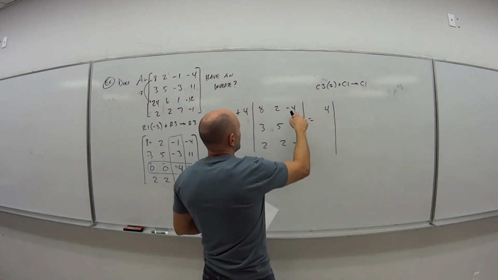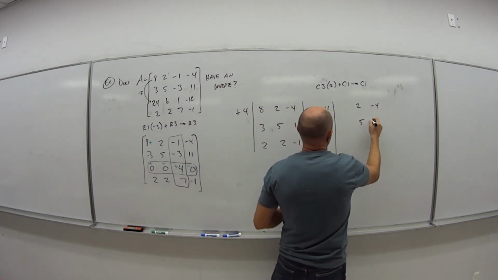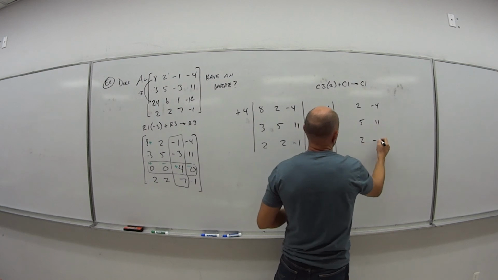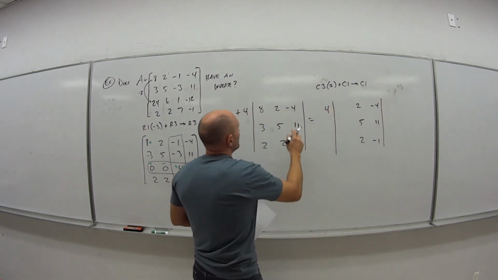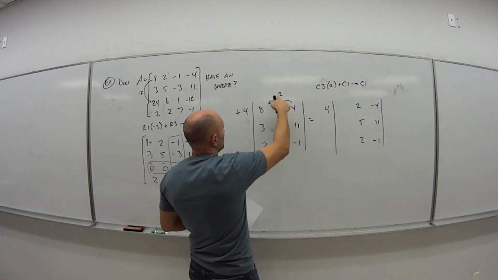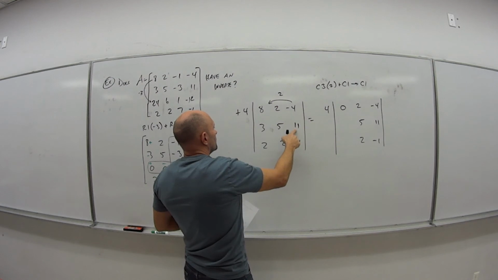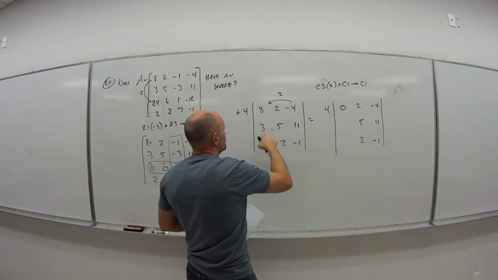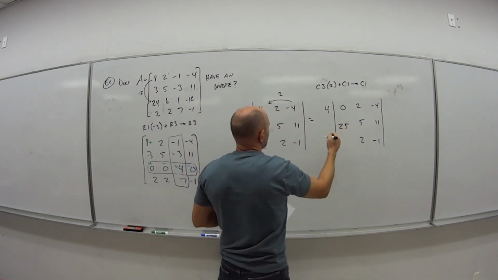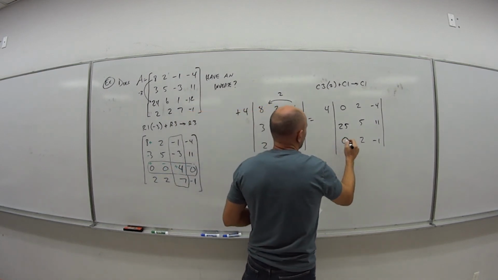So we have, let's write the others in here too. So 2, -4, 5, 11, 2, -1. So times 2. So -4 times 2, -8 plus 8 is 0. 11 times 2 is 22, plus 3 is 25. 2 times -1, -2 plus 2 is 0.